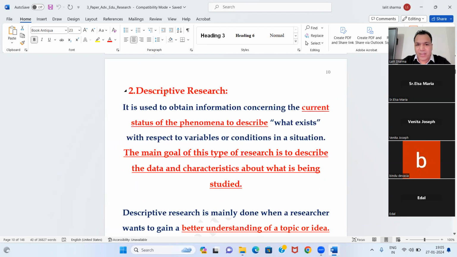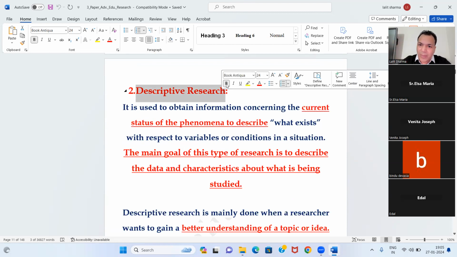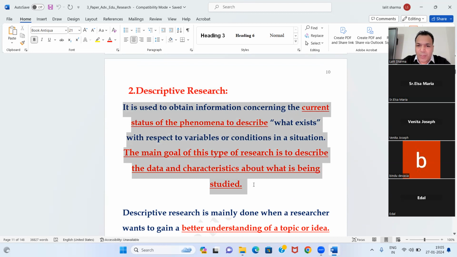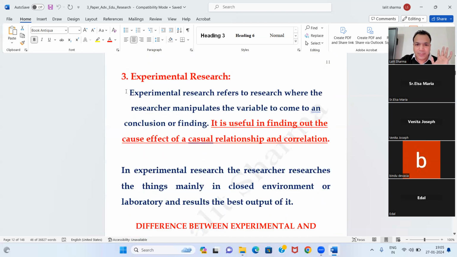Descriptive research, ये present की बात करता है, present phenomena, right? So this method is used to obtain information concerning the current status of phenomena, to describe what exists with respect to the variable or condition in a situation. The main goal of this type of research is to describe the data and characteristics about what is being studied. So historical method talks about historical events, descriptive method talks about the present phenomena, and third is experimental method. It talks about cause and effect relationship. ये third is experimental research.